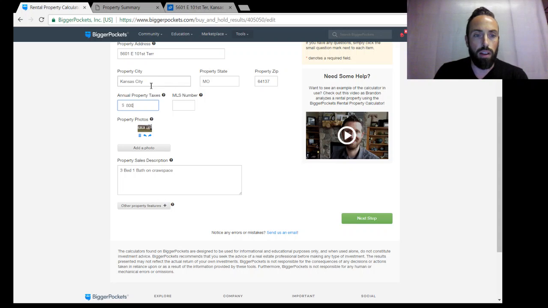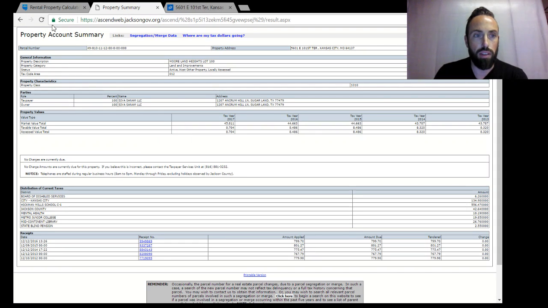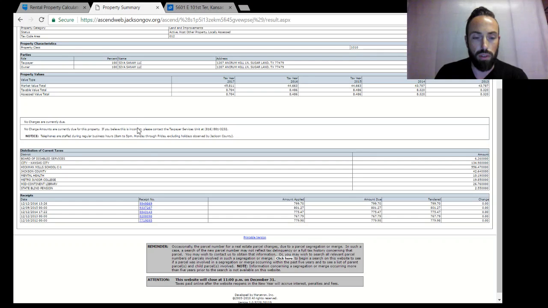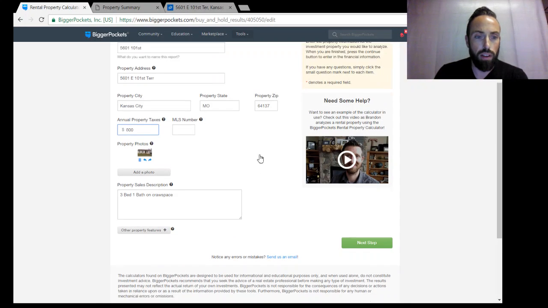I have a lot of properties here and I have a pretty good idea of what the taxes are going to be, but you should always double check on the actual county website. This is Jackson County, Missouri. I've already looked it up, and I can see here property taxes were $799.70. So that's how I rounded up to 800 here.